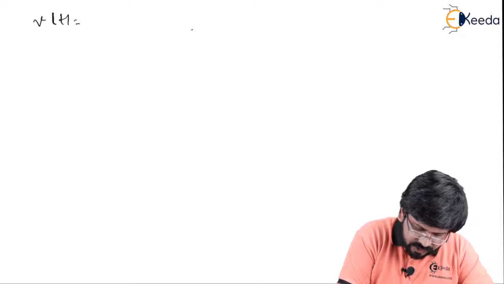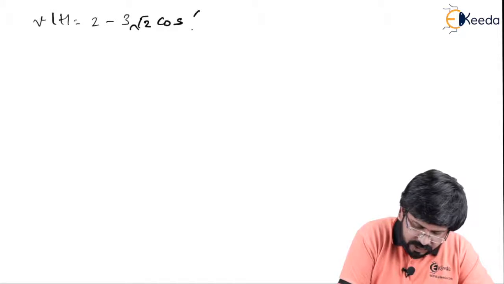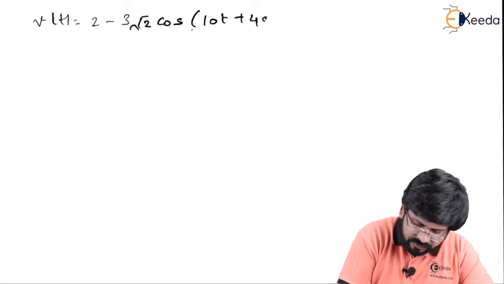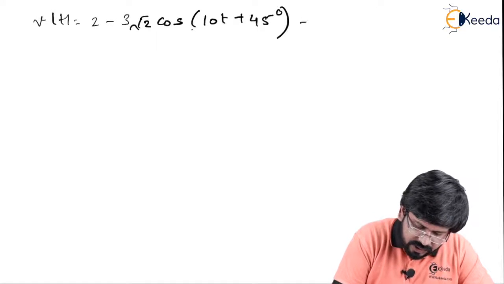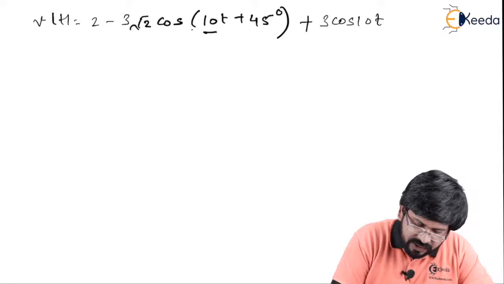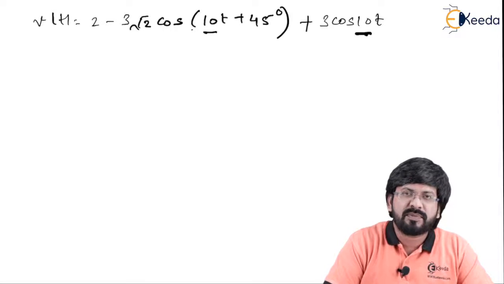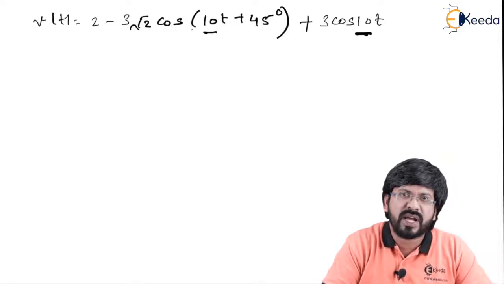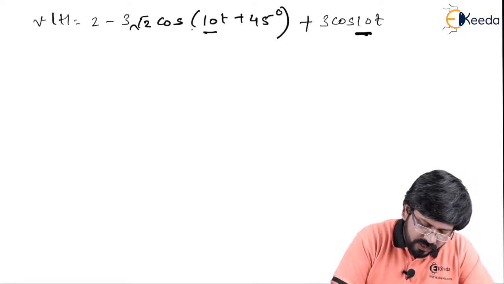2 minus 3 root 2 cos of 10t plus 45 degree plus 3 cos of 10t. The problem is that this frequency and this frequency is same. We cannot have two separate cos components having same frequency. We can have multiple cos components, but they should have different frequencies. So let's see how we can handle this.